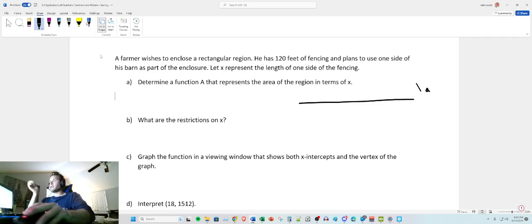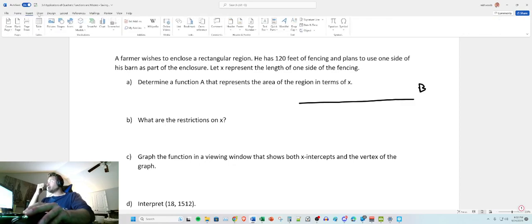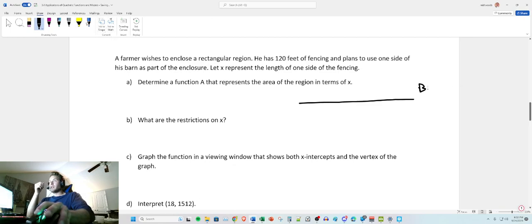What is this text? Oh, it's ink to shape. Hold on a second. Let's see. Draw. Okay. Let me get this written. Okay, I got it to work.